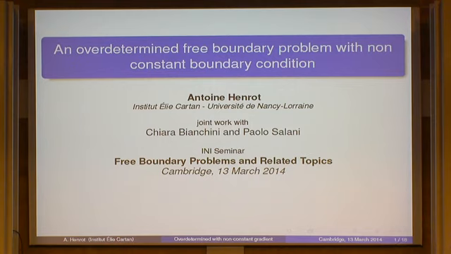And so I'm going to speak about a topic which is related to this semester. I will consider some overdetermined free-boundary problem, which is a classical class of free-boundary problem. Overdetermined means that I will consider both Dirichlet and Neumann condition on the boundary of the domain. And I'm looking for the shape omega, which gives a possible solution of this overdetermined problem. This is a joint work with two colleagues from Firenze in Italy, Chiara Bianchini and Paolo Salani.